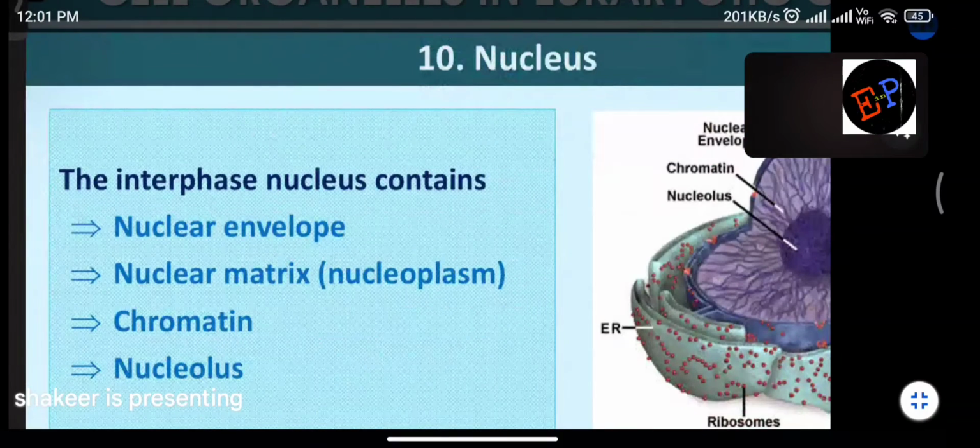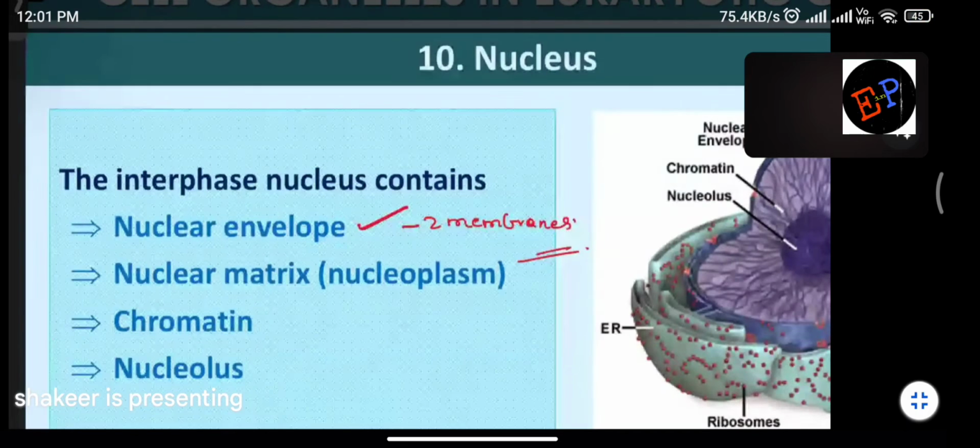So the interphase nucleus, that is, the structure of the nucleus, contains the nuclear envelope. Nuclear envelope means the cover on the nucleus. It is made up of two membranes. Clear? Nuclear envelope has how many membranes? Two membranes are present. Then a liquid type of material is present, which is called the nuclear matrix. It is also called nucleoplasm.